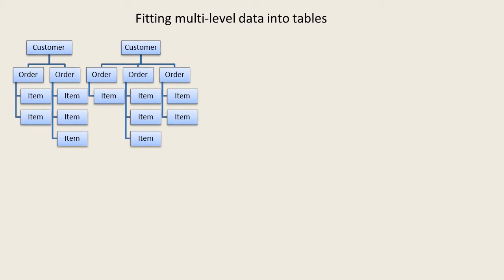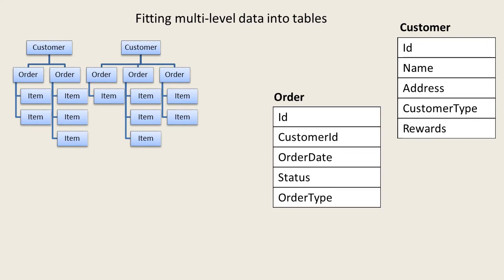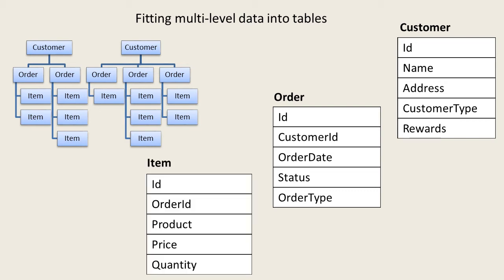Obviously, we cannot fit all this information into one table, but the solution here is to use three tables. So there will be a table for customers, which stores all information about the customer and only about the customer. It doesn't store anything about orders or order items. And there is another table called order, which only stores information about orders and nothing else. And there is a third table called item, which only stores information about order items. And obviously, there is a relationship between these three tables.